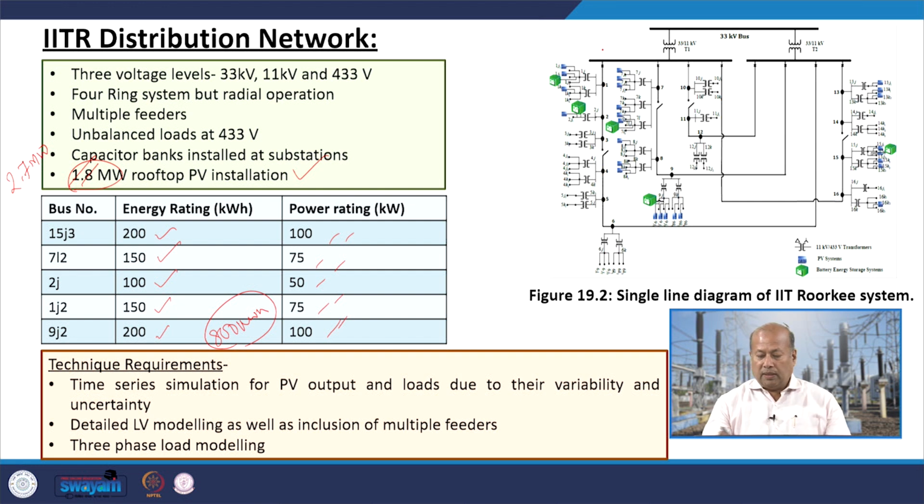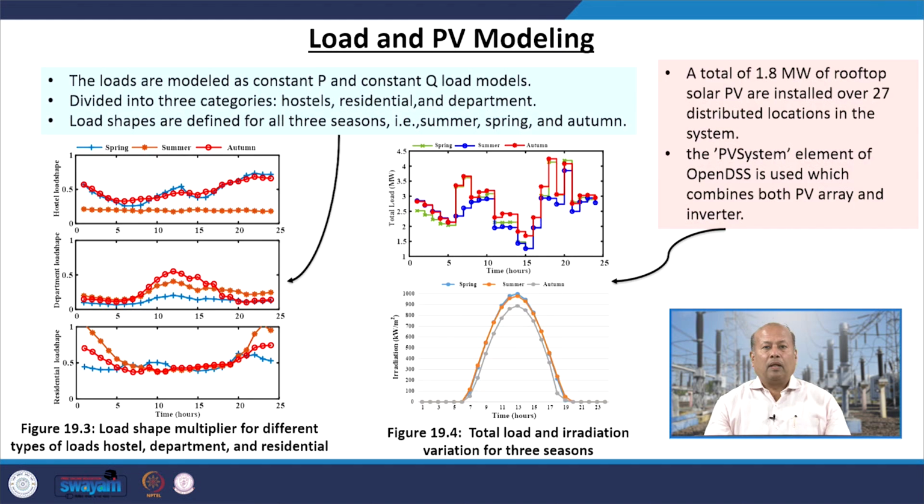As you can see, this is 1, 2, 3, 4, 5 batteries in the network, and you can see different PV systems as well as my network feeders. First we modeled both load and PV. A total of 1.8 megawatt of rooftop solar PV is installed over 27 distributed locations in the system. The PV system element of OpenDSS is used, which combines both the PV array and the inverters.